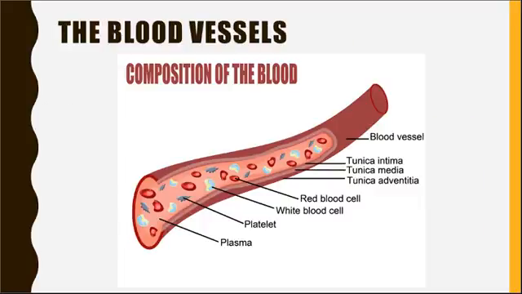Let's start with the blood vessels. So blood vessels are basically just tubes that deliver blood to the tissues. Pretty important role, but pretty simple when you think about it. The walls of an artery or vein have 3 layers, and they are labeled on here. They are each called tunics. So you see here we have tunica intima, tunica media, and tunica adventitia.